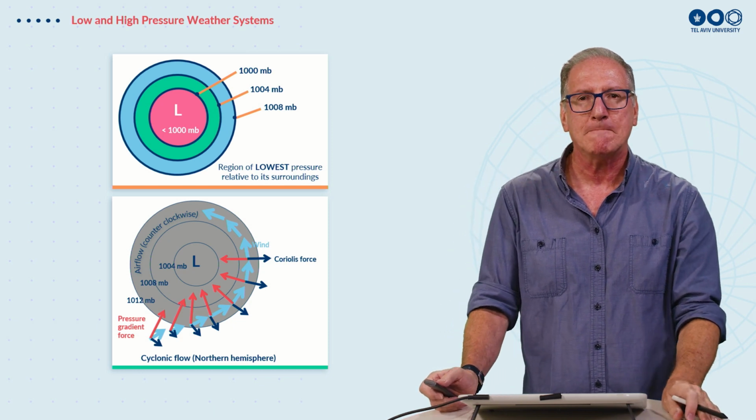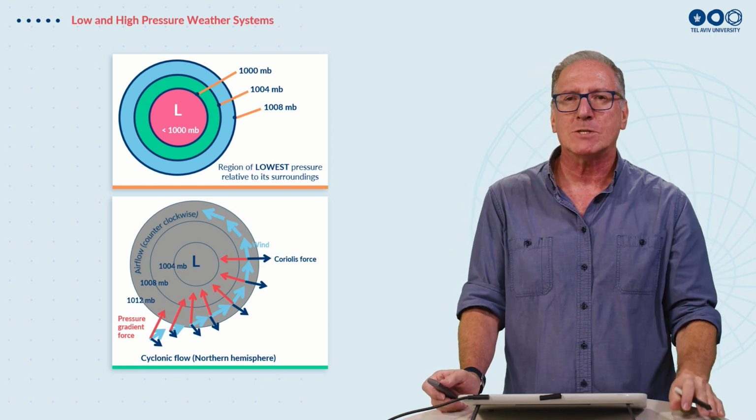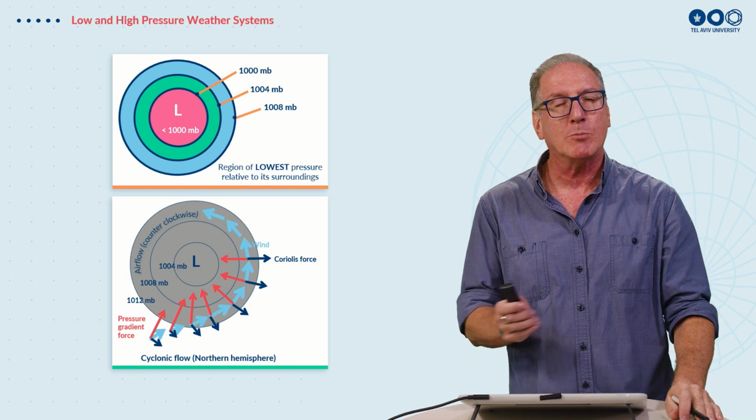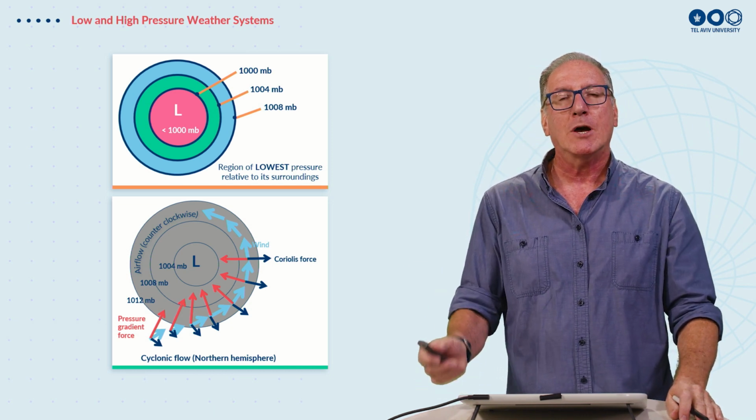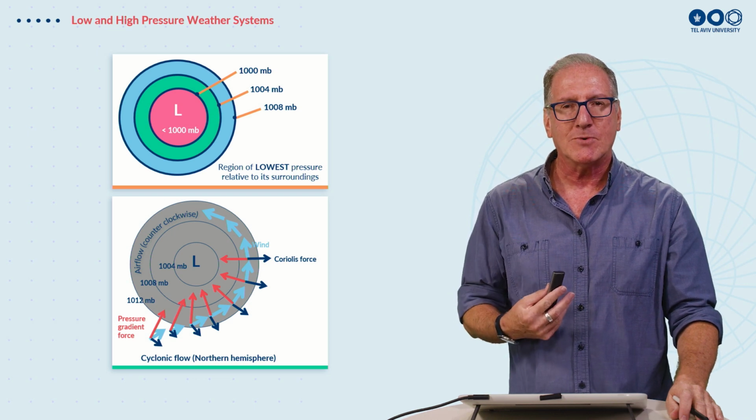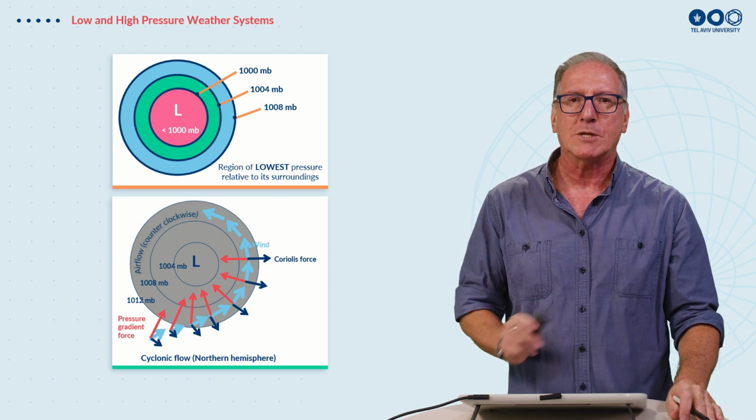in the northern hemisphere. We could do the same example for the southern hemisphere, but Coriolis will be to the left. It'll be going in the opposite direction, and therefore, around a low pressure cell in the southern hemisphere, the flow will be clockwise, in the opposite direction.